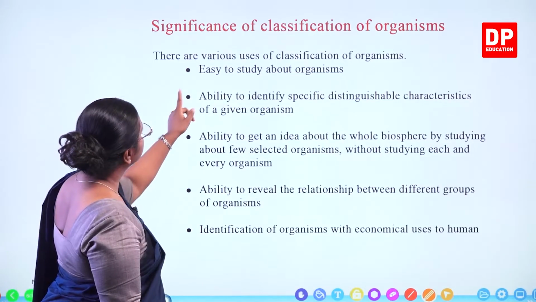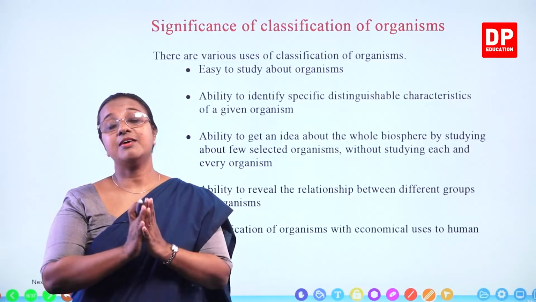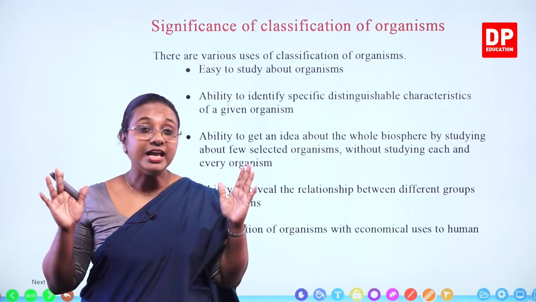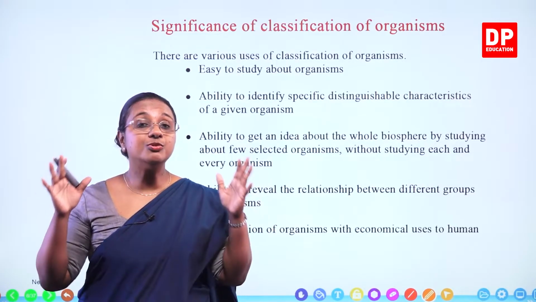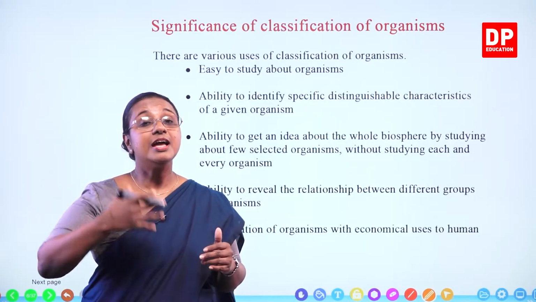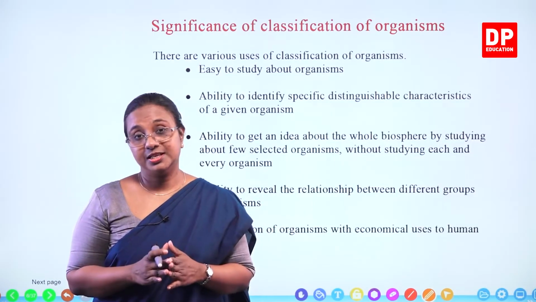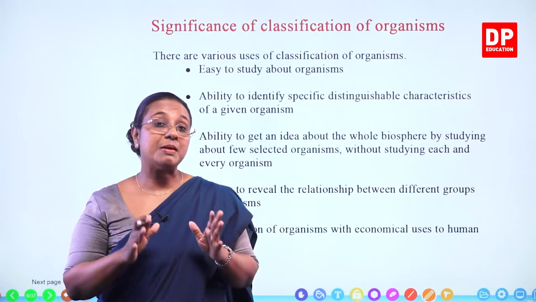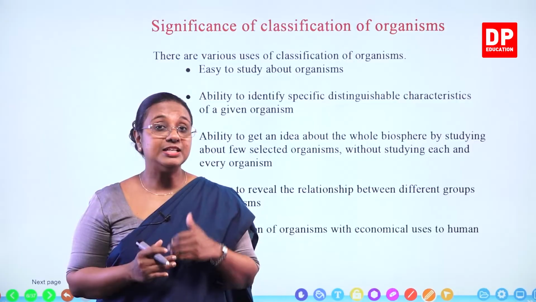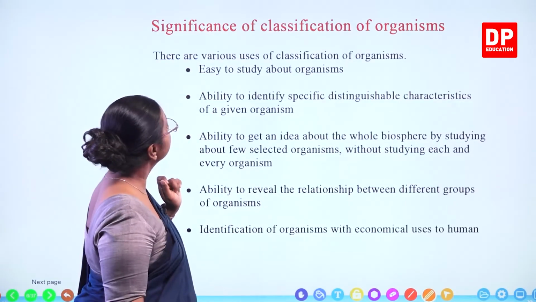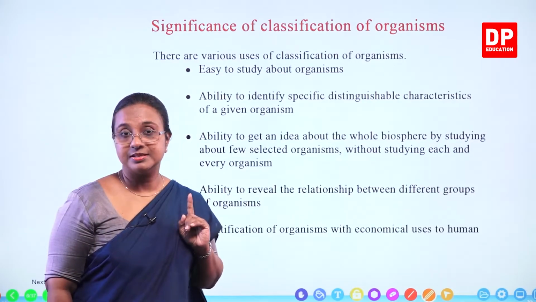So the first one, easy to study about organisms. From the start, I have been telling you all this. Now for any person, however intelligent they are, it's difficult to remember. We said there are about 8.7 million species on Earth. So it's very difficult to remember them individually. When we classify them, it's easy to study. So that is the first significance. Easy to study about organisms.